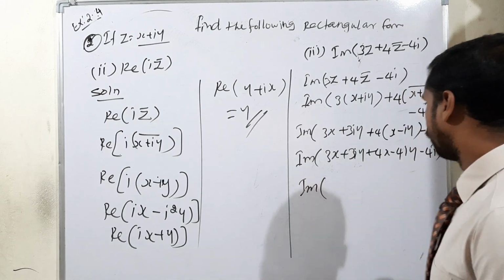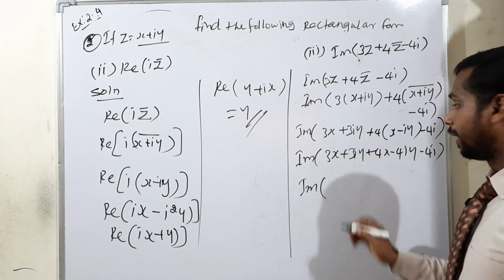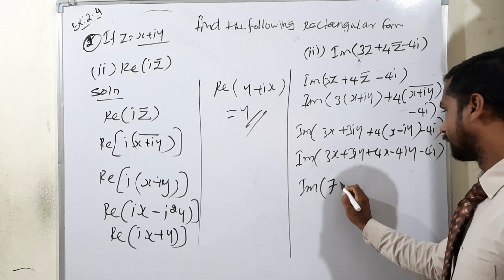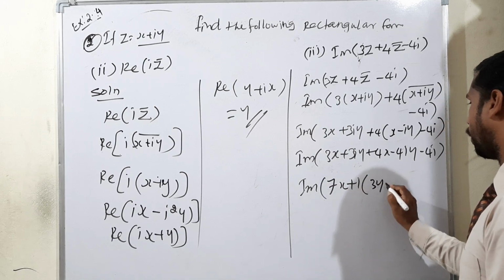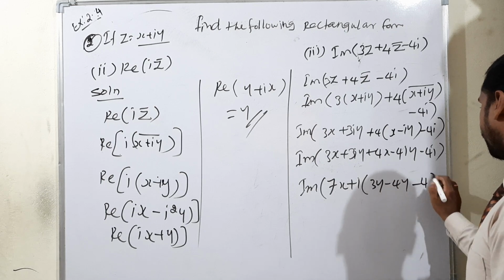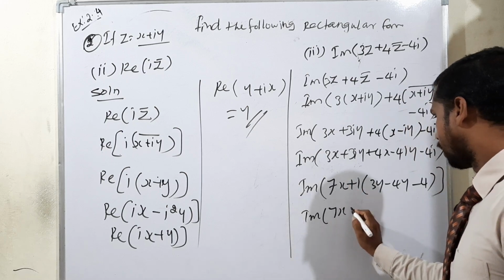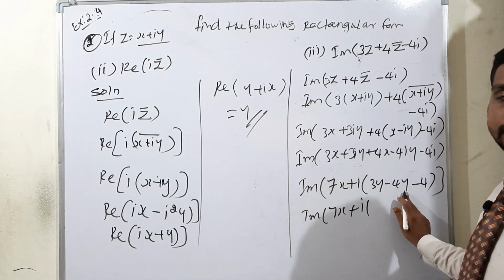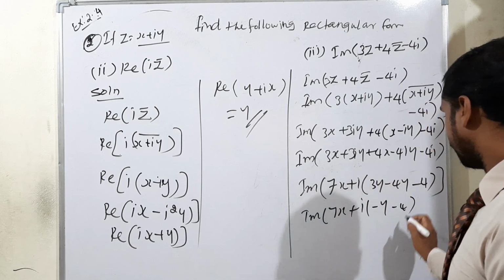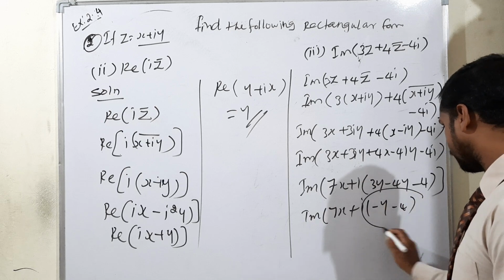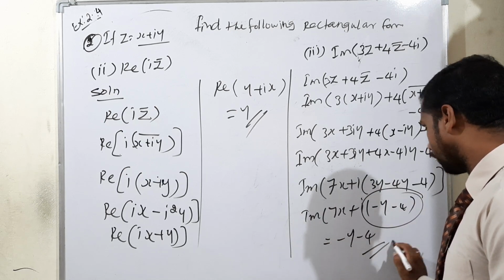Then imaginary of, listen very carefully, 3x plus 4x. Now you have to group real and imaginary separately. So 3x plus 4x means 7x, then plus i, taking it common outside, 3y minus 4y, then minus 4 only. Now imaginary of 7x plus i into (3y minus 4y) means minus y, and minus 4. So we need actually only the imaginary part. The answer will be minus y minus 4. This is our final answer.